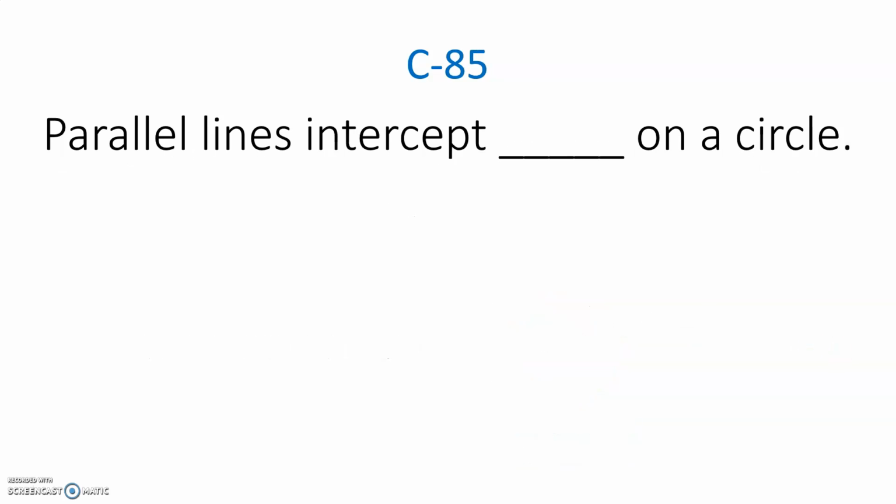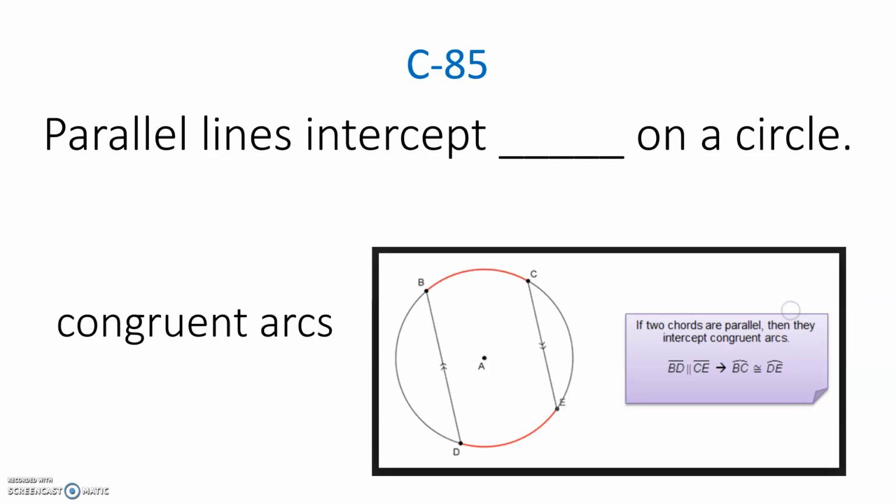And the last one: parallel lines intercept congruent arcs on a circle. So here are two parallel lines, right here, parallel and parallel, and they cut off these two arcs, and those two arcs are always going to be equal. So that is the lesson for this section on arcs and angles, section 9.3.